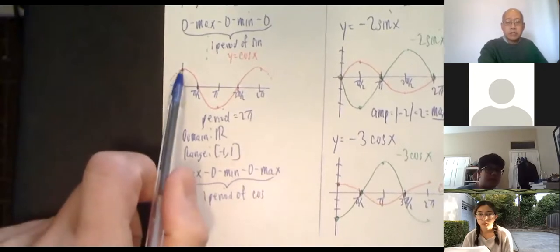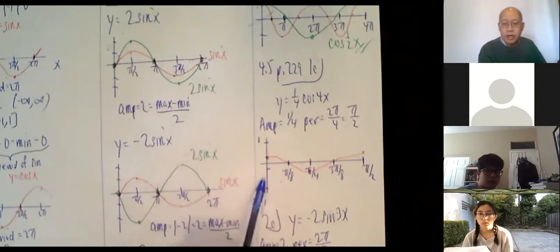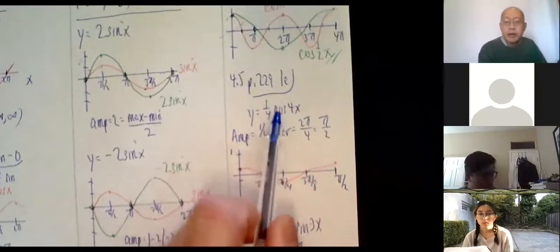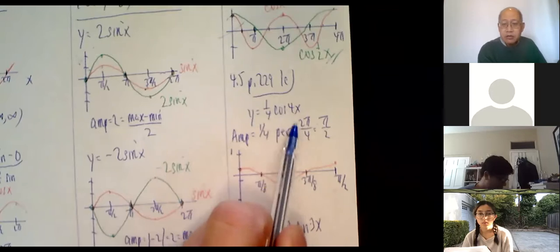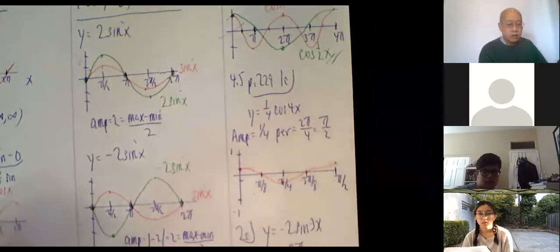But cosine normally starts at 1, goes down to -1. Because I have a 1/4 in front, it's only going to go as high as 1/4 and as low as -1/4. And again, the regular cosine function takes 2 pi to finish an entire period. But this one is 2 pi divided by the b. 2 pi divided by 4 is pi over 2. So it finishes one period only up until pi over 2.